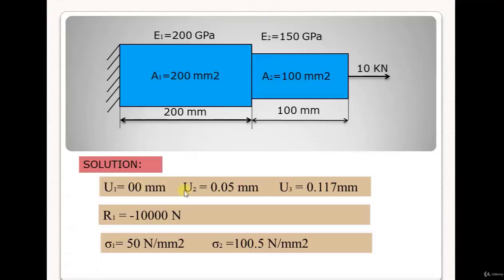You can see here the same solution is obtained analytically: at node number 1, 0; node number 2, 0.05 mm; and node number 3, 0.116. By ANSYS we get 0.116 and analytically we get 0.117, so it is again nearly the same. The reaction will be minus 1000 Newton. So let's check the reaction and after that the stresses. Remember the stresses for the first element are 50 and for the second element 100.5 Newton per mm square.